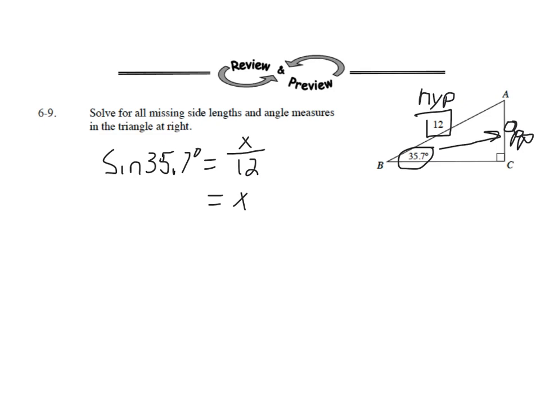Multiply both sides by 12. And I have 12 times the sine of 35.7 degrees, which is equal to 7 units.